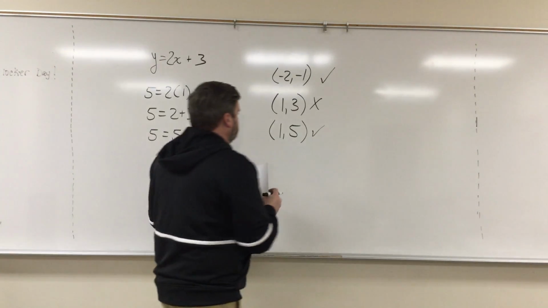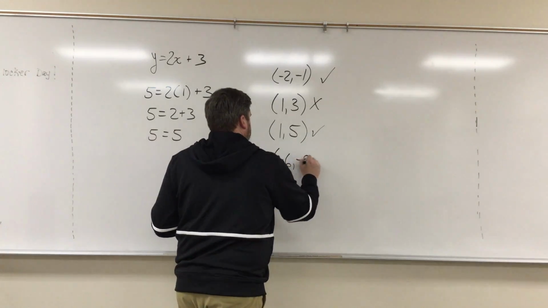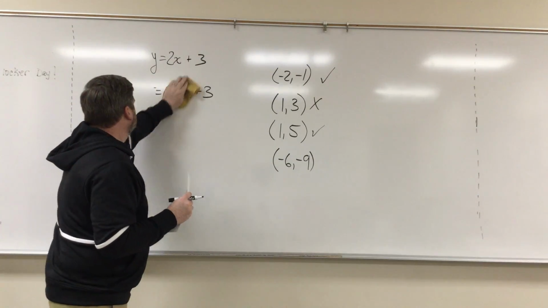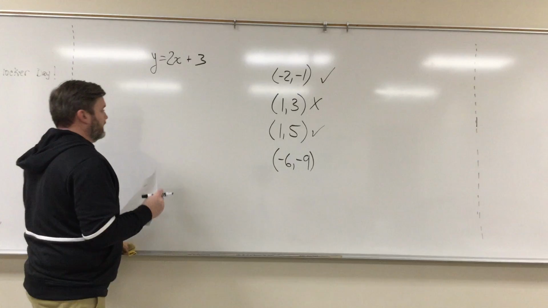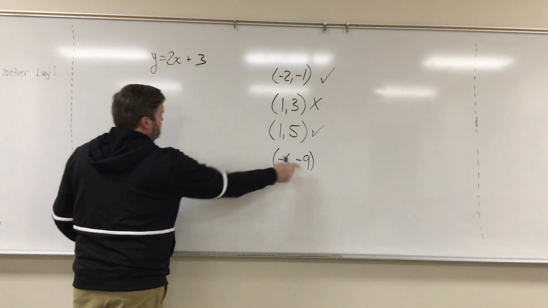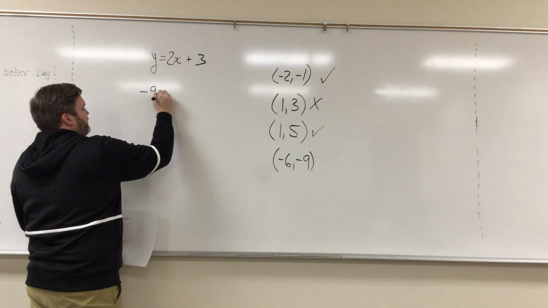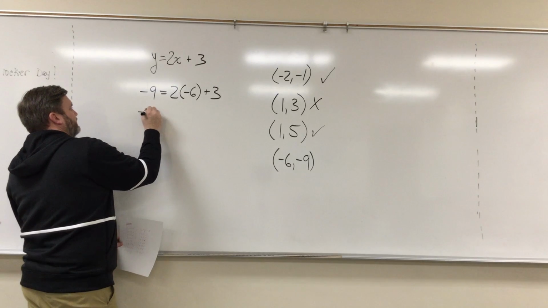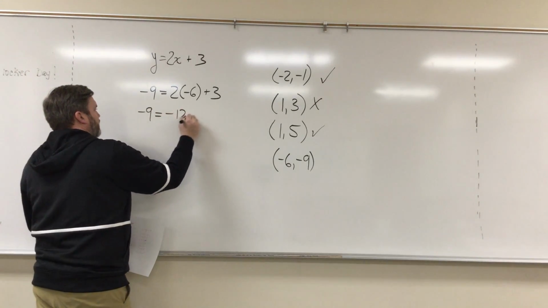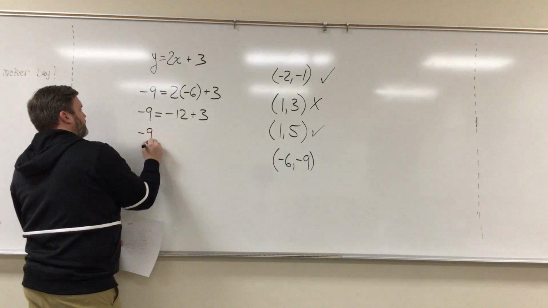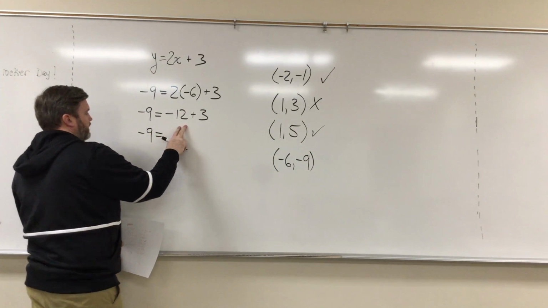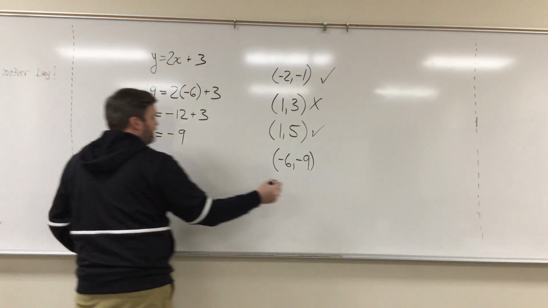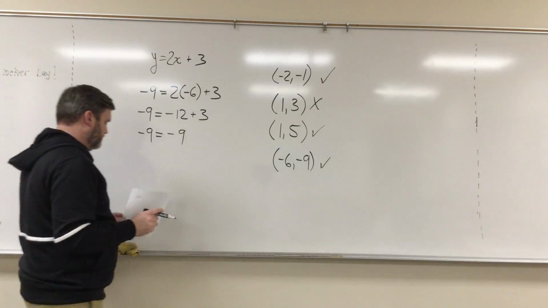Okay. Let's try negative 6, negative 9. See if that works. X is negative 6, y is negative 9. So I get negative 9 equals 2 times negative 6 plus 3. It's going to be negative 9 equals negative 12 plus 3. Different signs. Keep bigger and subtract. I get negative 9. So negative 9 equals negative 9. That one is a point on the line.